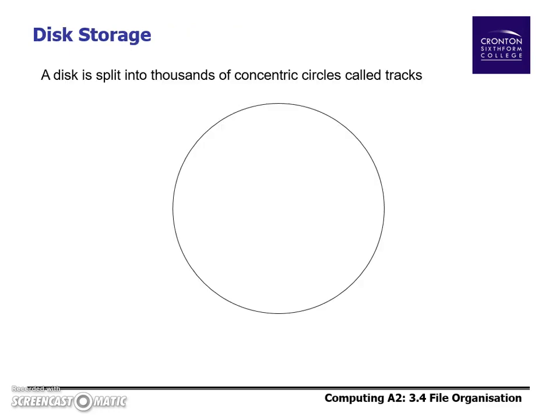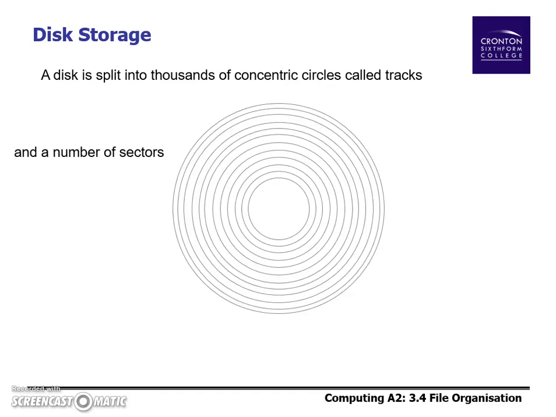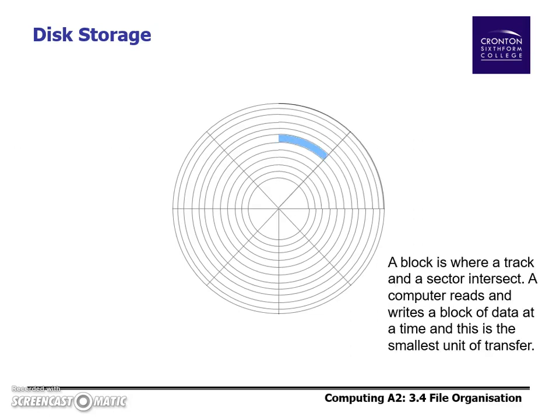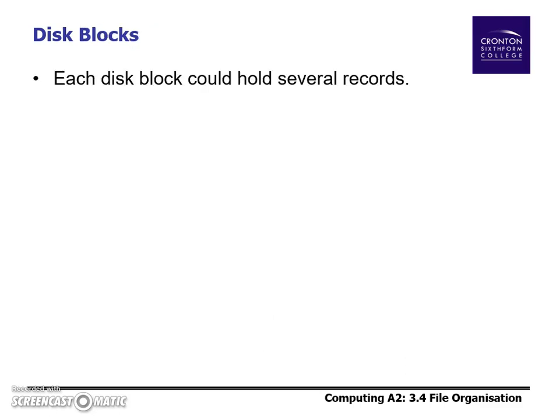So a disk is split into thousands of concentric circles called tracks and a number of sectors which divides them up into a nice little pie. Okay? A block is where a track and a sector intersect. A computer reads and writes a block of data at a time, and this is the smallest unit of transfer. So each disk block could hold several records.